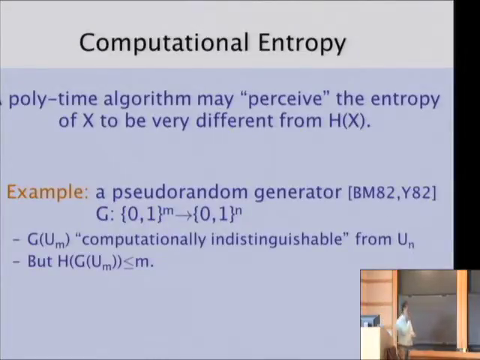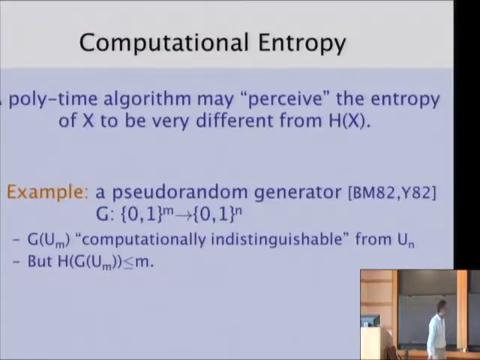Okay, and so what is computational entropy? Notions of computational entropy arise from the fact that an algorithm with bounded resources, say a polynomial time algorithm, may perceive the entropy of a random variable to be very different than its actual entropy. Okay, and perceive is in quotes because, as we'll see in the talk, there are different senses in which we may think of an algorithm perceiving the entropy of a random variable.